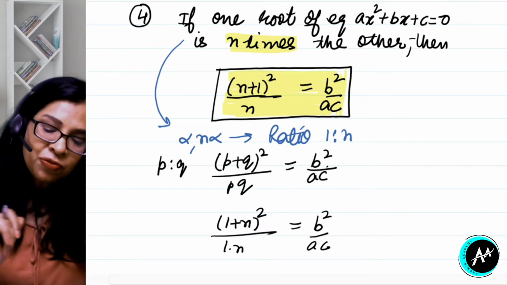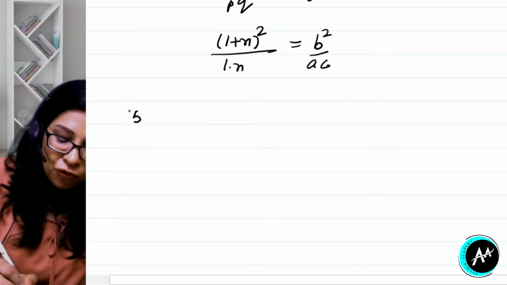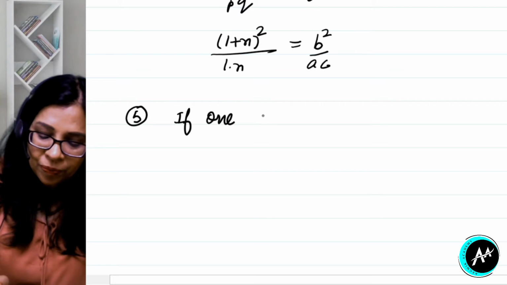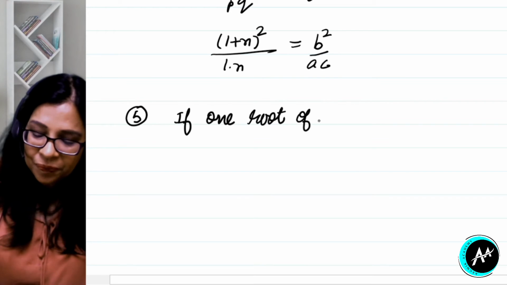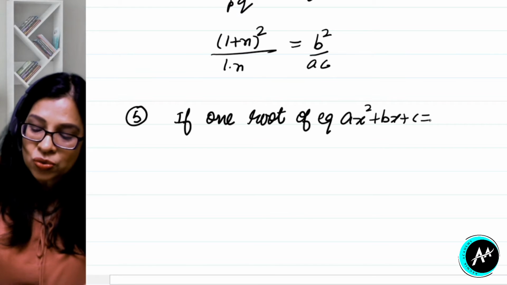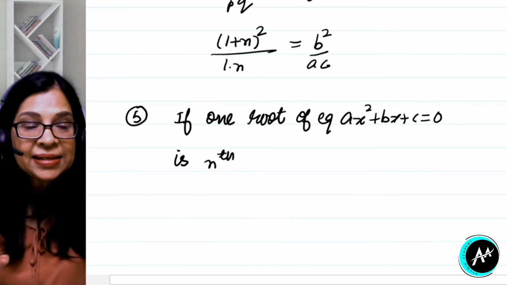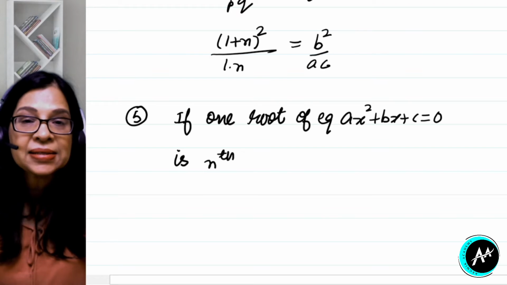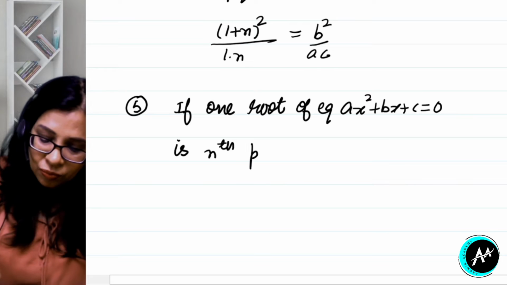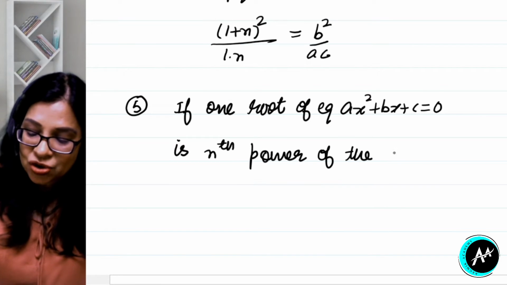Now let me write the fifth one. So the fifth direct result we are going to write now. The fifth result would be that if one root of the equation ax square plus bx plus c equal to 0 is the nth power of the other. In the previous case it was n times, now it is the nth power of the other, then let's see what is the result.